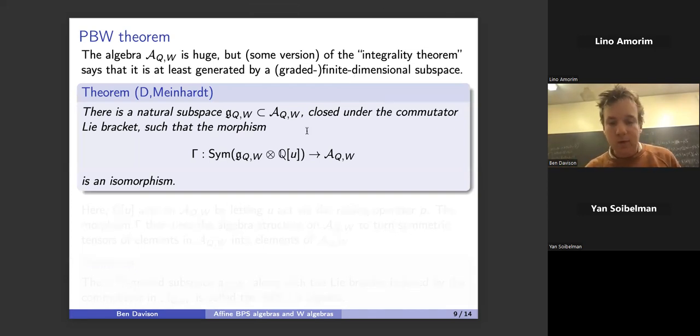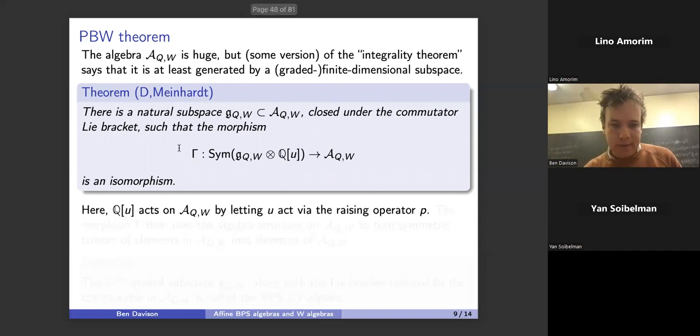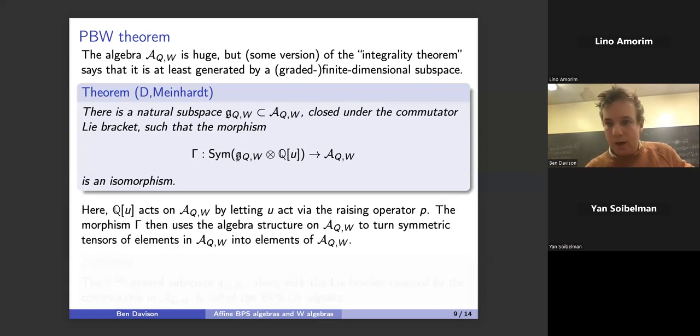So the theorem says that there's a natural subspace of the cohomological Hall algebra, which is closed under the commutator Lie bracket, such that this morphism gamma is an isomorphism. And I should also say that g_QW, its graded pieces are finite dimensional. And here the Q adjoined U is acting in the way that we've already seen via this raising operator P, i.e. via the action of tautological classes. So if I have an element in g_QW tensor Q[u], because g_QW sits inside the cohomological Hall algebra, I can get out of that tensor an element in the cohomological Hall algebra. Then if I have a symmetric tensor of elements in the Hall algebra, I can just use the Hall algebra to evaluate it to a single element in the Hall algebra. And that's how this morphism gamma is defined. So it's the usual definition of a PBW type isomorphism. And the theorem, joint work with Sven Meinhardt, is that indeed this morphism is an isomorphism.